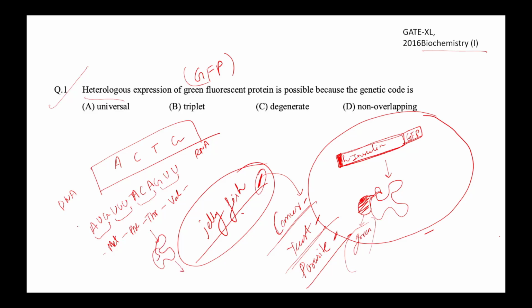So we are putting the gene inside a different organism or different system. In a different host system, we are putting the gene, and still the protein is being expressed. So why? These triplets, which are also referred to as codons, have several properties assigned to them.